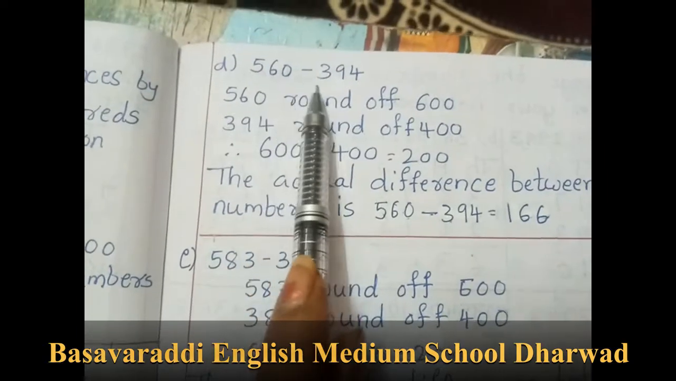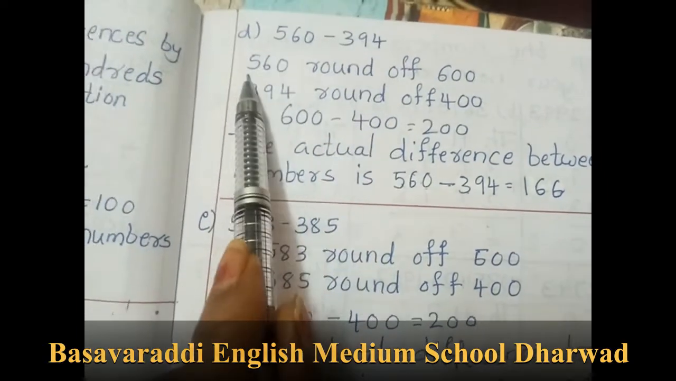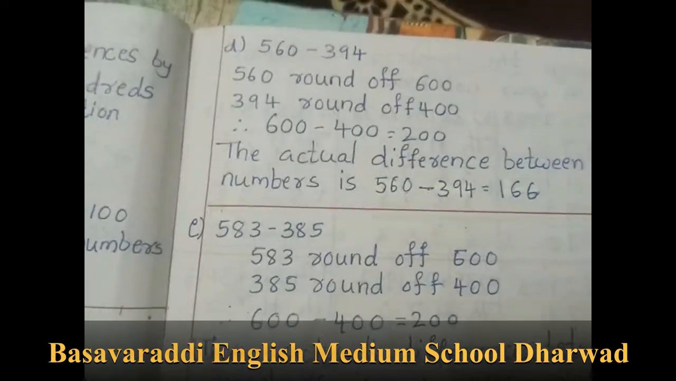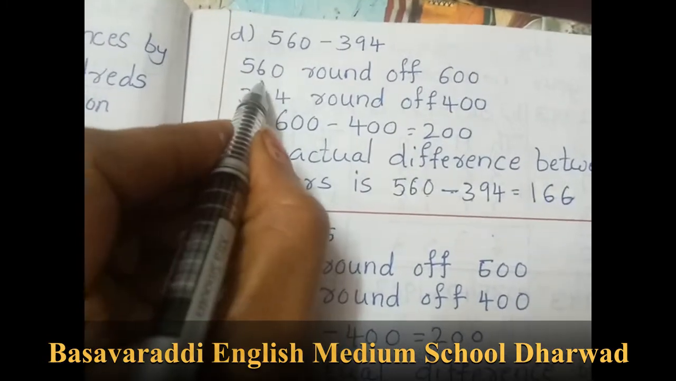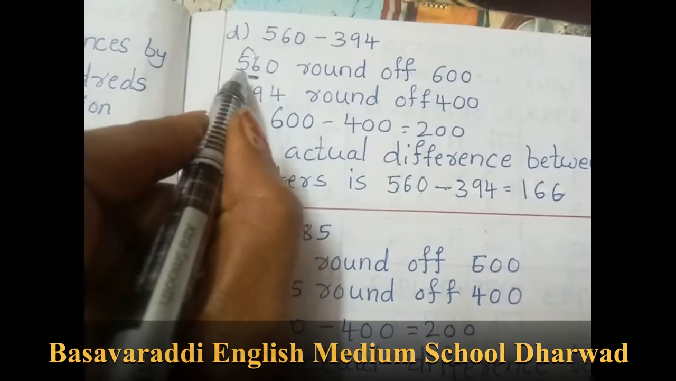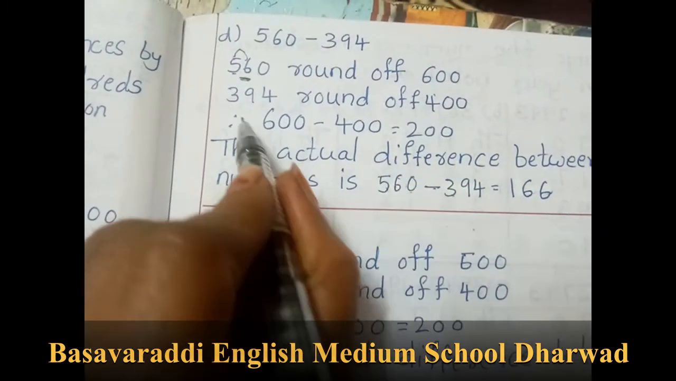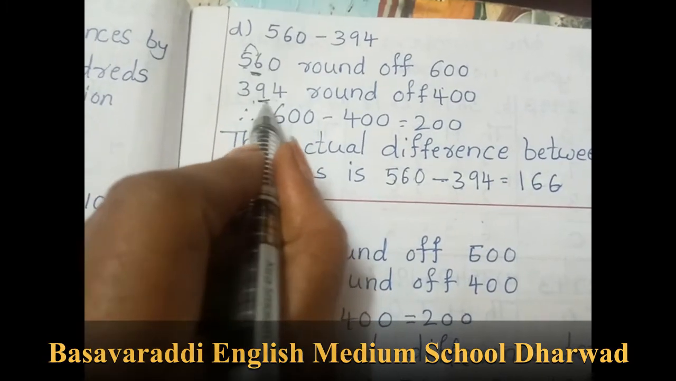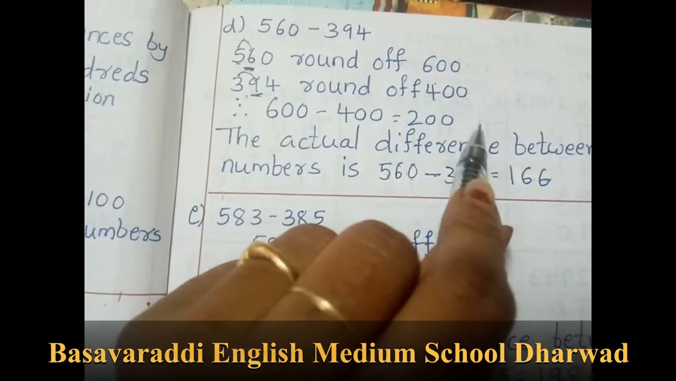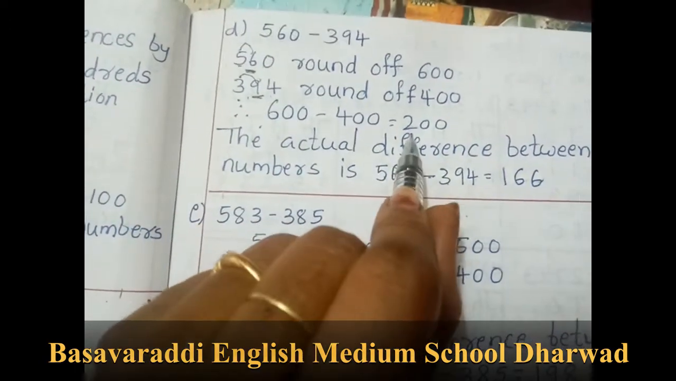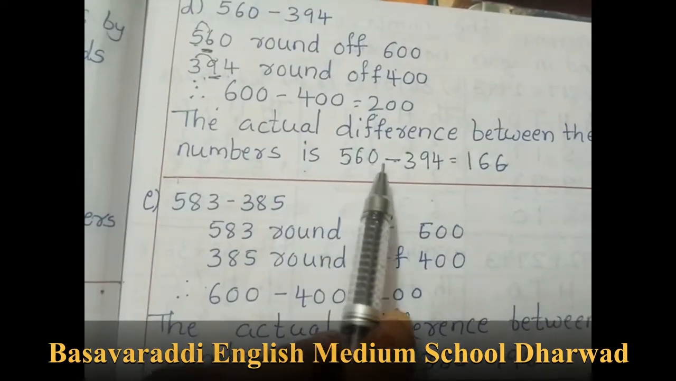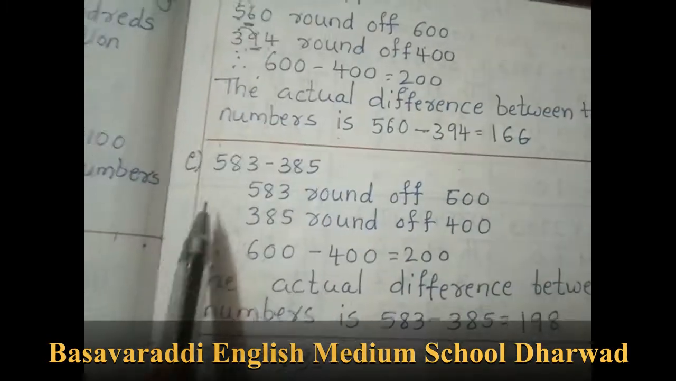D1, 564 minus 394. We are rounding 564. We have to see the tens place to round to the hundreds. 6 is there, so we have to push up to the 100 place. Then 5 plus 1, 6, and 0, 0. And here it is 394. We have to see the tens place. We are pushing up to the 100 place. So 3 plus 1, 4, 4, 0, 0. 600 minus 400, that is 200. The actual difference between the numbers, 564 minus 394, is 170.